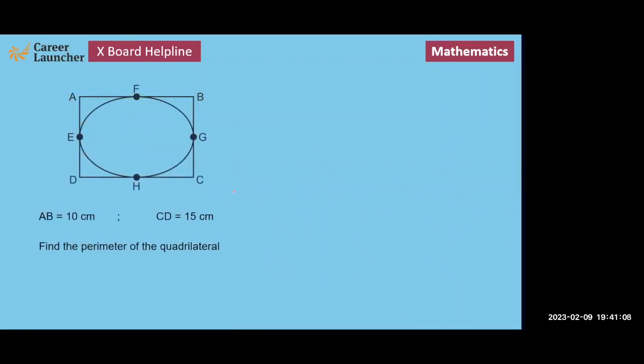Find the perimeter of the quadrilateral ABCD, where AB is given as 10 centimeters and CD is given as 15 centimeters.